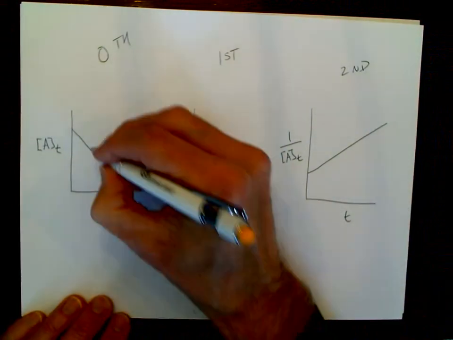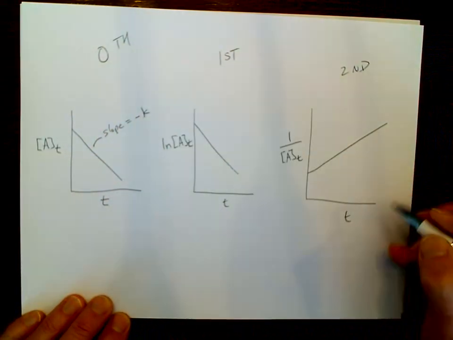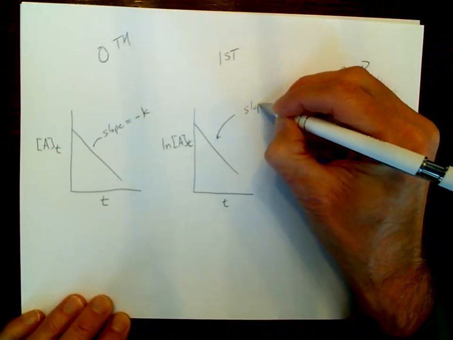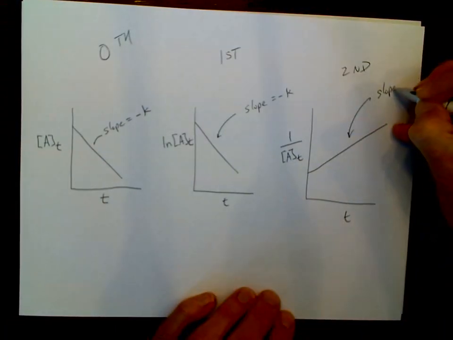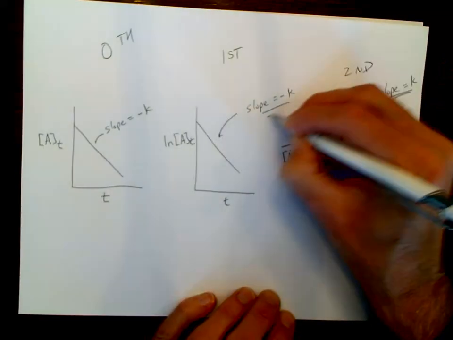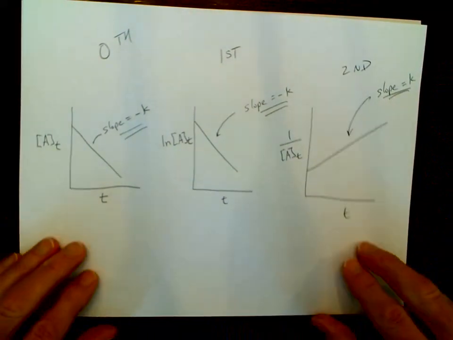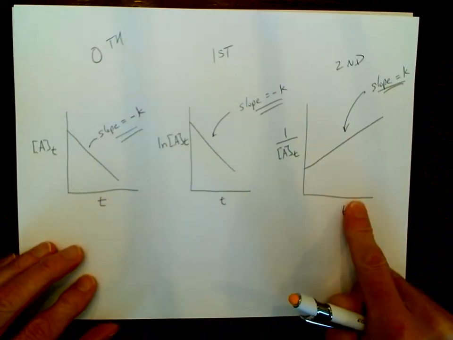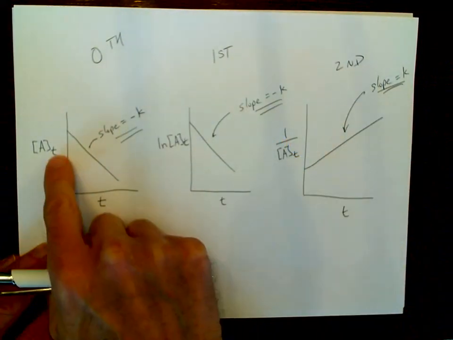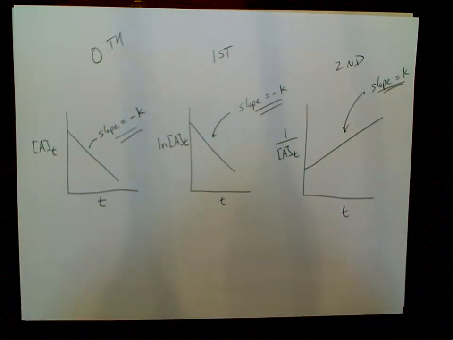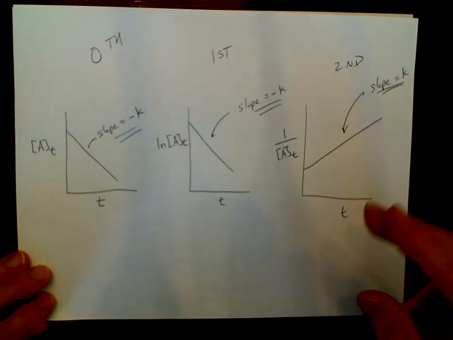And what's nice is the slopes of these lines. The slope of this line is the opposite of the rate constant. The slope of this line is the opposite of the rate constant. And the slope of this line is equal to the rate constant. And so these are diagnostic tests. If you've collected the data, these are diagnostic tests to see if your reaction is 0, first, or second order with respect to the thing that you're monitoring. And in a subsequent video, we're going to start to do some problems that allow us to see how to do this.